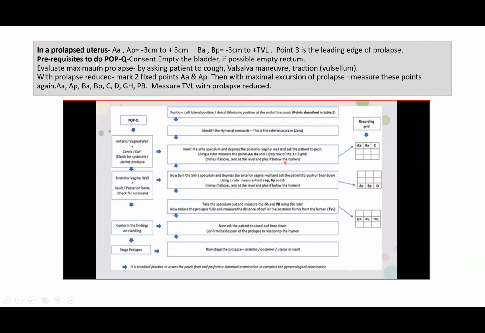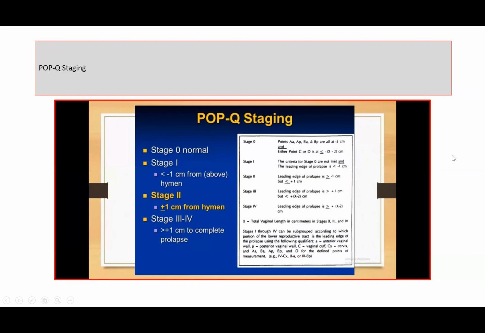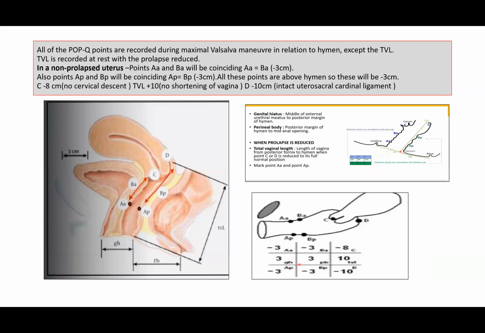What about prerequisites when we are doing the POPQ quantification? We have to take the patient's consent, ask her to empty the bladder and, if possible, empty the rectum as well. First we have to evaluate the maximum prolapse by asking the patient to cough, by doing the Valsalva maneuver, or by giving traction on the prolapse. Then we have to reduce the prolapse and mark 2 points. These are the 2 fixed points, AA and AP. So what are these points? AA and AP.